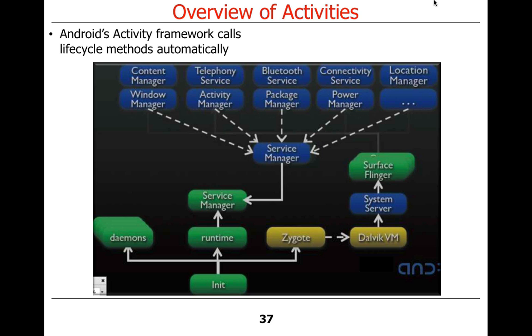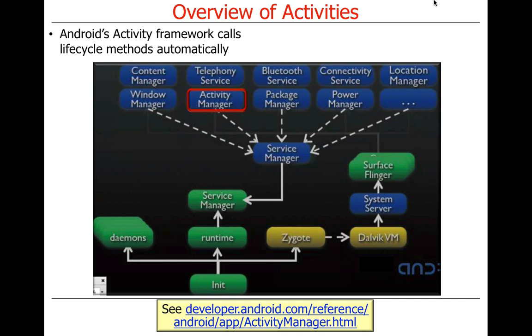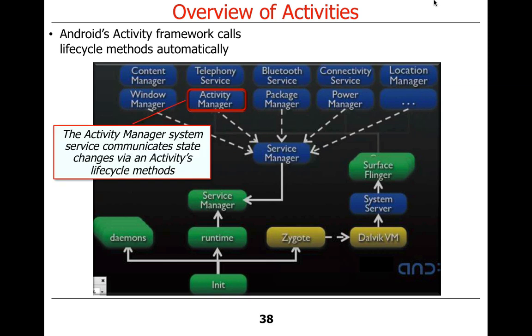The way this works under the hood, I think I mentioned on the first day that there was a bunch of system services that Android provides. And one of those system services is something that's called the Activity Manager. And again, you can learn a little bit about it here. The better thing to do is go look at the source code. This is basically a system service that communicates state changes via the lifecycle methods of an activity.